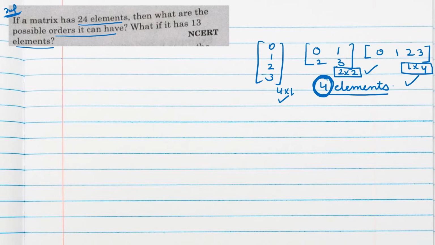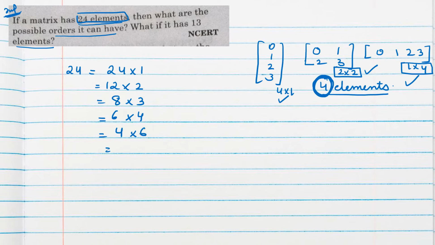So here also, whatever number of elements will be given to you, just try to write the factors, like 24. We can write 24 into 1, then 12 into 2, then with 3, 8 will come, then 4, 6 will come, 5 won't give any number, then 6, 4 will come, then all the other numbers will come in a different order, है ना?